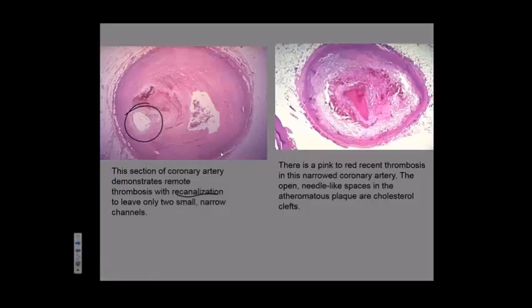Okay, here's one that really looks bad, right? This one, pieces of it probably broke off and went downstream and caused an infarct, a heart attack, and probably killed the patient because we have this image. So this is probably a dead guy. Okay?